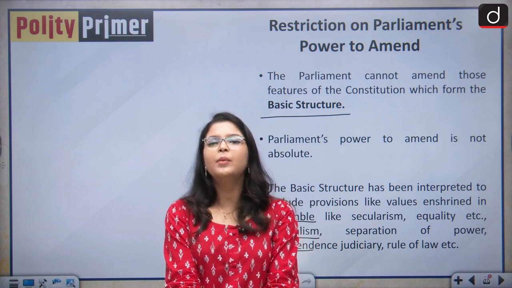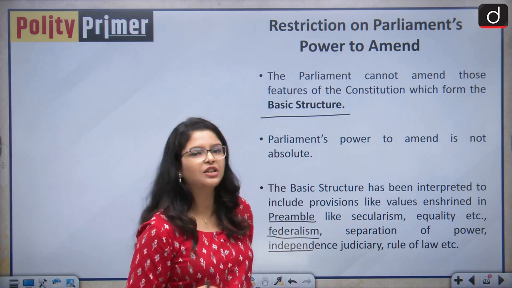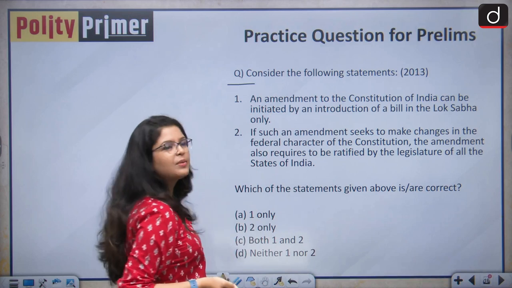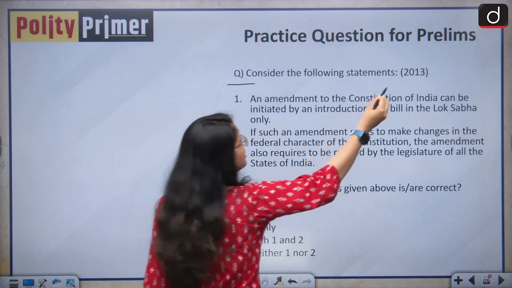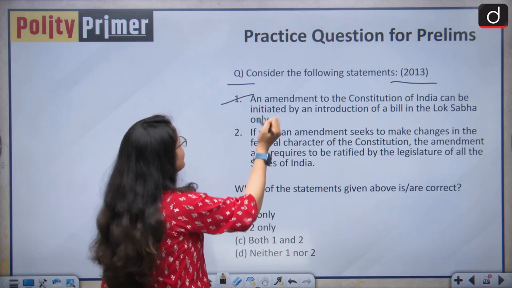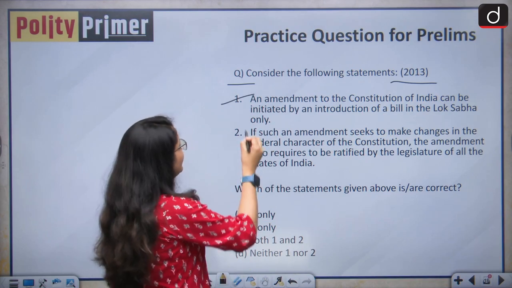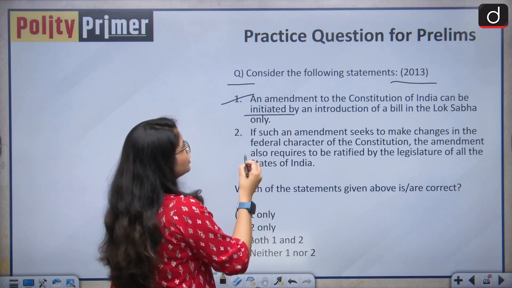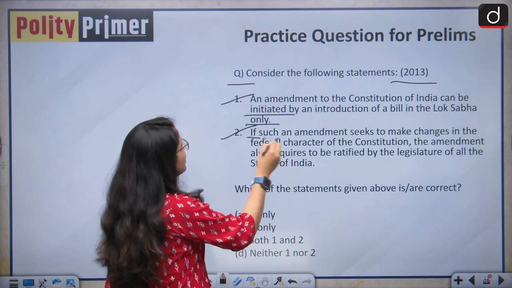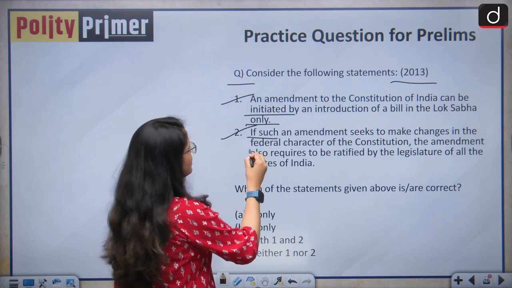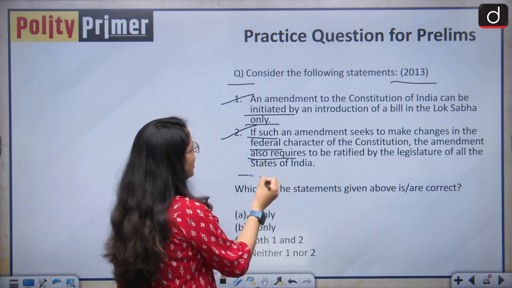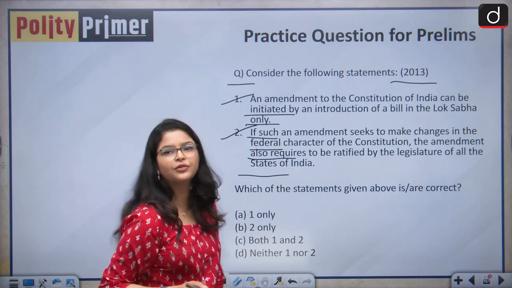Now, let us see a practice question for your prelims examination. The question is, and this is a previous year question which was asked in 2013. Consider the following statements. Your statement number one is, an amendment to the Constitution of India can be initiated by an introduction of a bill in the Lok Sabha only. Your second statement is, if such an amendment seeks to make changes in the federal character of the Constitution, the amendment also requires to be ratified by the legislature of all the states of India.